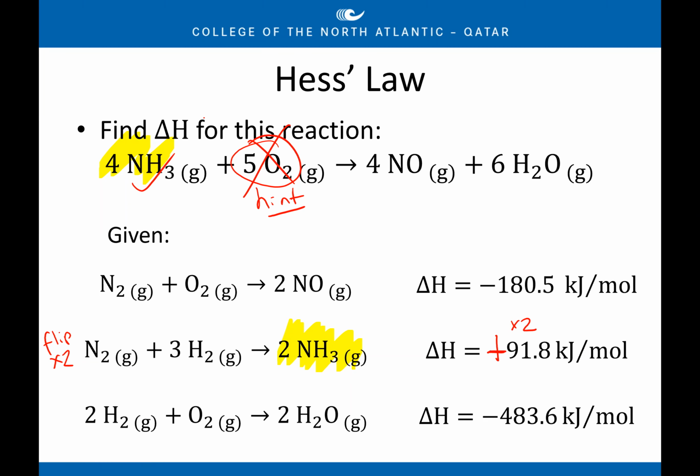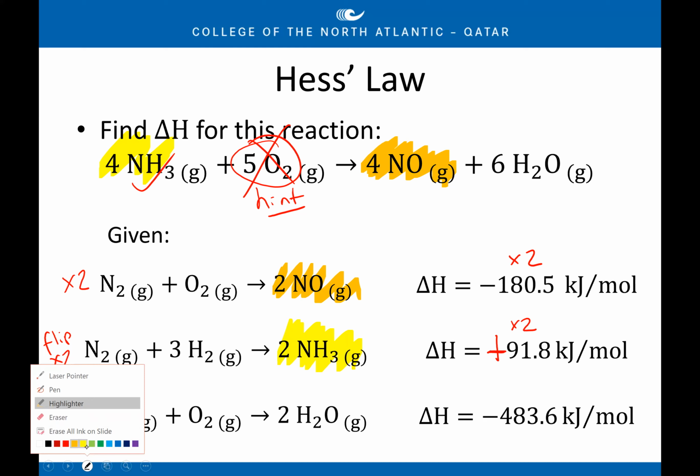What about the NO? So let me get my highlighter again. I'll pick a different color. Let's go orange. The NO, it's on the correct side. It is a product, but it's not big enough. I need to multiply it by 2. So I'm going to multiply this equation by 2, which means I also multiply the delta H by 2.